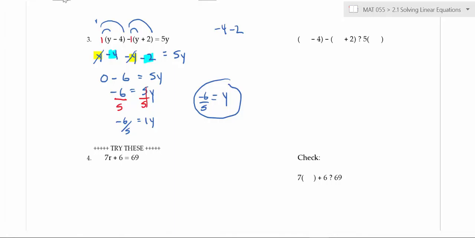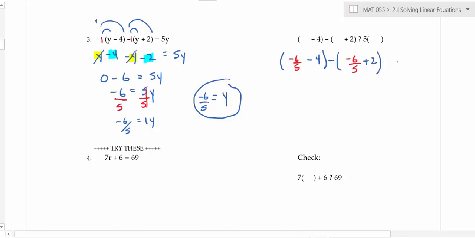All right, now what I'm going to do from here is let's go ahead and check our answer. I would like you to be able to do that like I've been saying. So we go to the problem, which is y minus 4. So our answer is negative 6/5 minus 4. Subtract y, which goes there as the negative 6/5, and then plus 2. And then we're going to see if that's equal to 5 times the answer. So what we're doing is we're just going back and replacing y with this, leaving everything the same way.